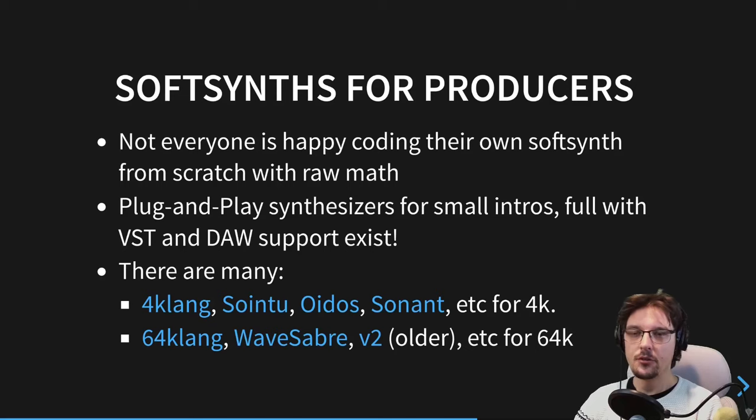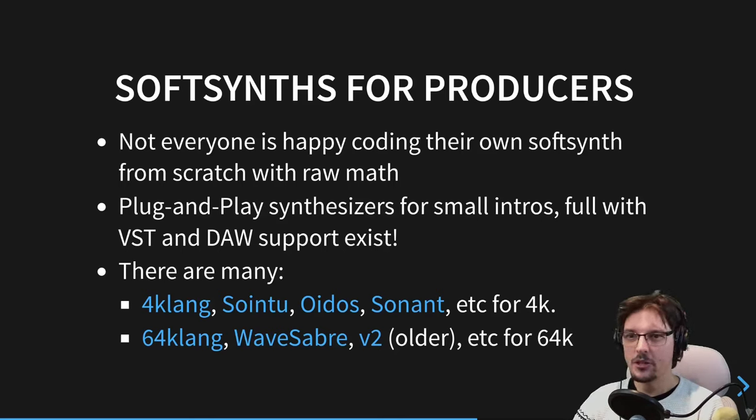These small soft synths are usually made with a specific size category in mind. There are well-established 4 kilobyte and 64 kilobyte intro categories in the demo scene. For 4 kilobytes, 4clan is the most popular one. I'd say that 90% of all 4K intros released in the past 10 plus years have been made using 4clan, but don't quote me on that, I haven't counted, it's just my impression. There is also more modern Sointo, which is a fork of 4clan with a few different features and arguably a friendlier interface. There is also much more older and simpler Sonant, and relatively modern Oidos.